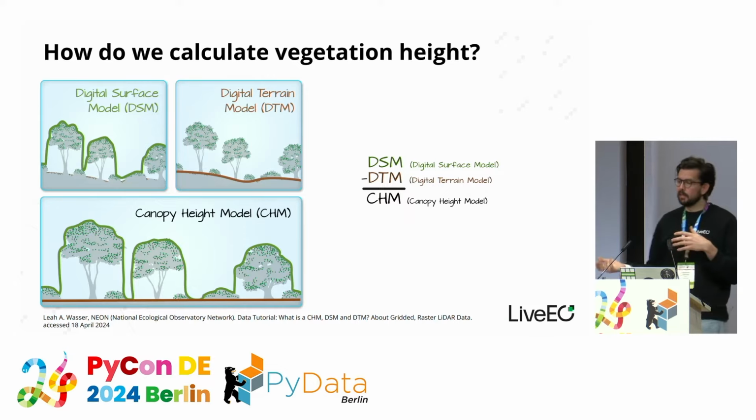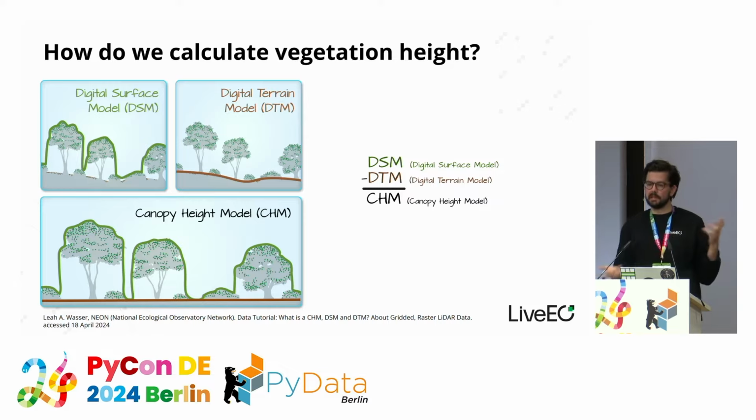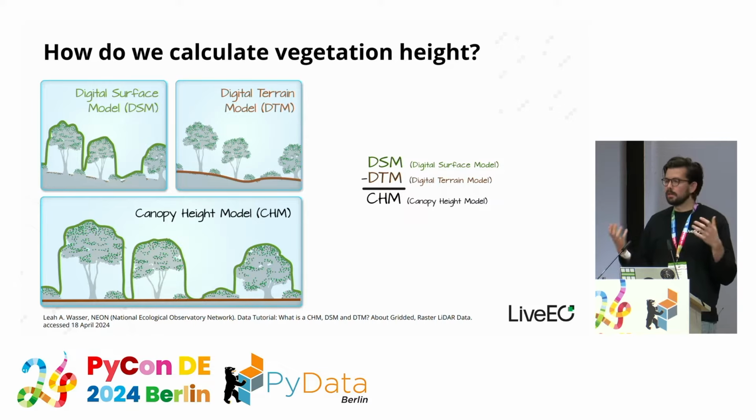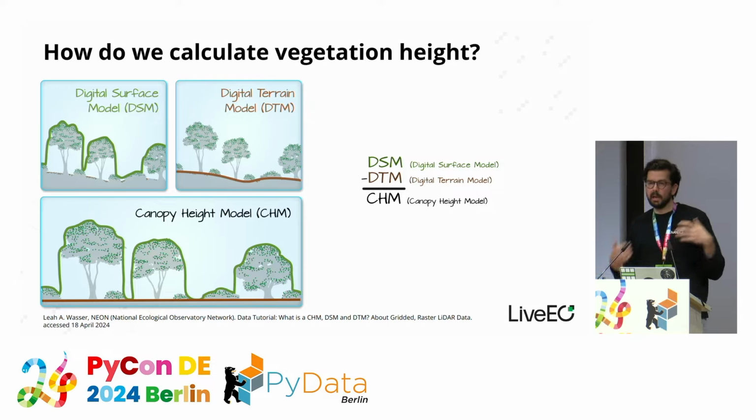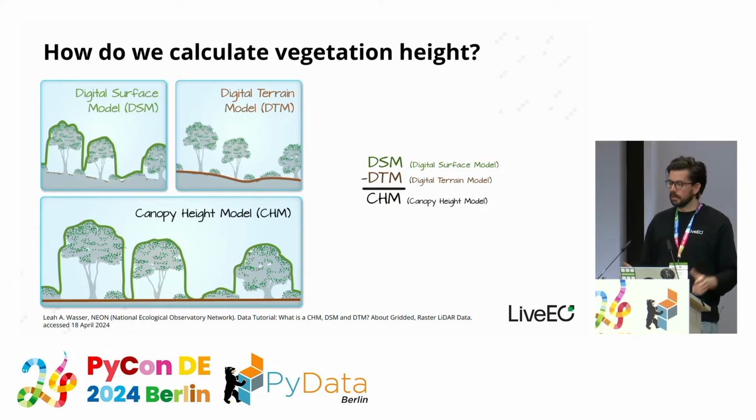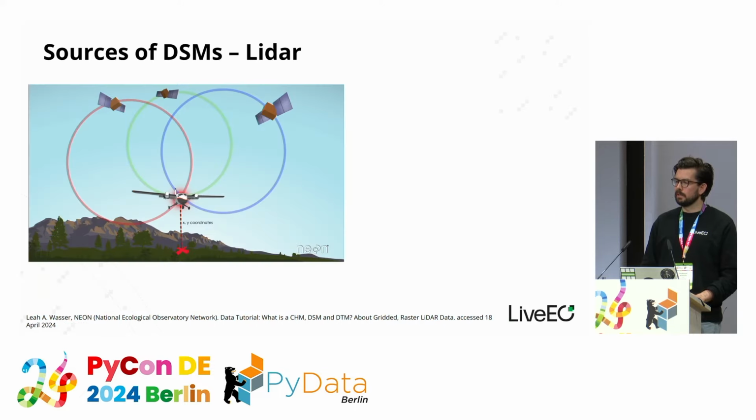And if we then take the difference between these two, we basically simply take the digital surface model and subtract the digital terrain model, we can get the height of the object we want above just its surroundings. And so how do we actually generate these surface models?